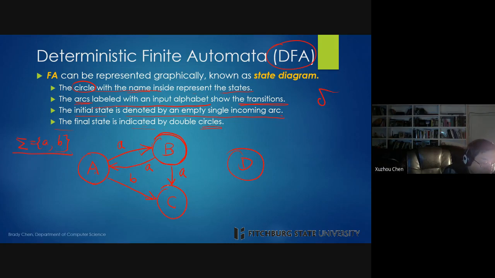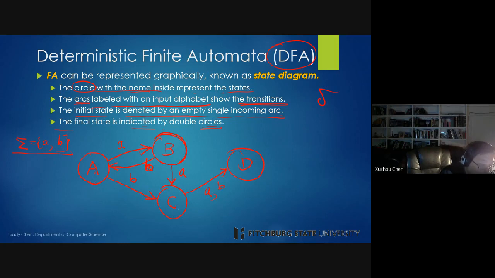If the current state is C, then if the input is A, I'm going to transit to D. If the input is B, let's see. For B, if the transition is B, back to A. If A, it goes to C. If B, it's back to A. Now, if the input is B, it also goes to D.